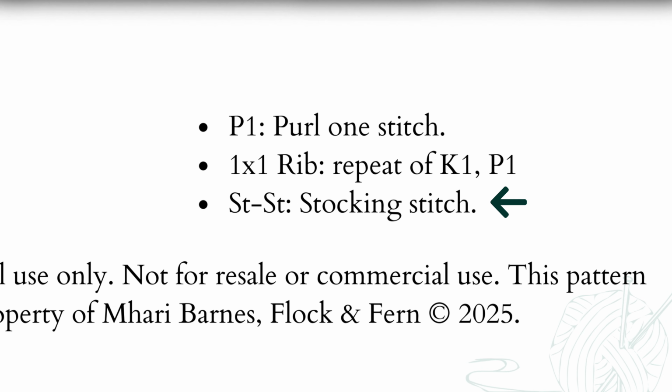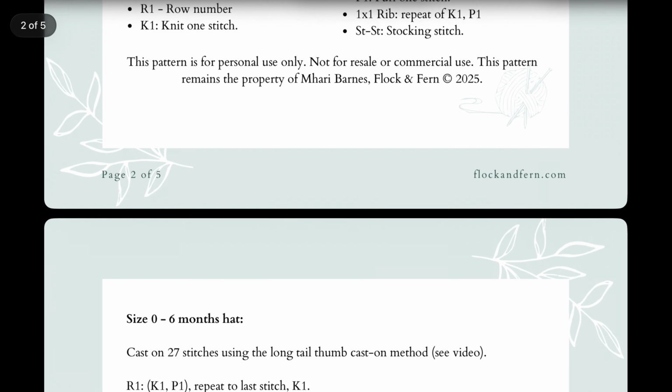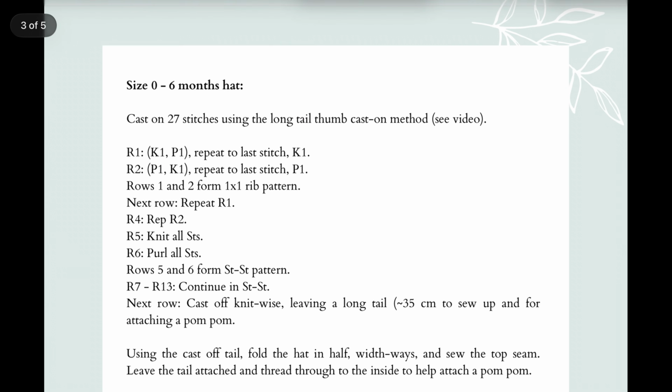And then we've got ST-ST, which is stocking stitch or stockinette stitch. Then if we go down, we actually now start the product. So that first page is all the essential information to create the product in the size that you want. So within this, we're actually getting to knit the item.